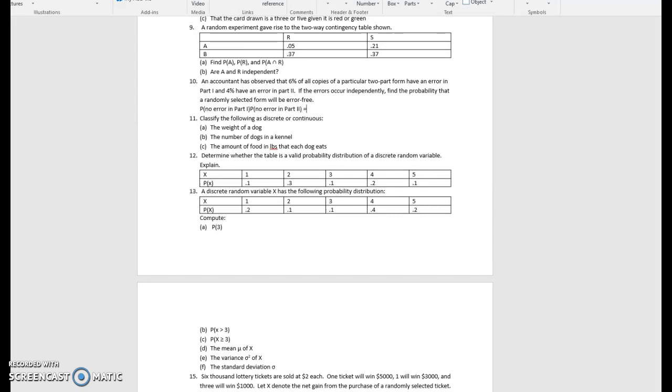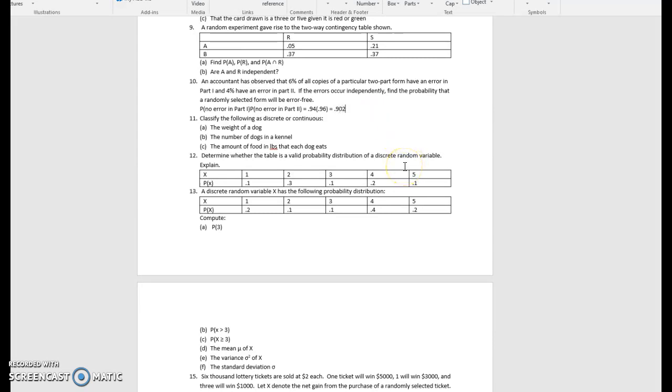So the probability that there's not an error in part 1, well, there's a 6% chance that there is an error. So 1 minus 6%, we're going to have 0.94 as our probability. Doing the same thing for the second part, 4%, we have 0.96 as our probability. And then we want to multiply those together to get our final probability. And this ends up giving us 0.902.